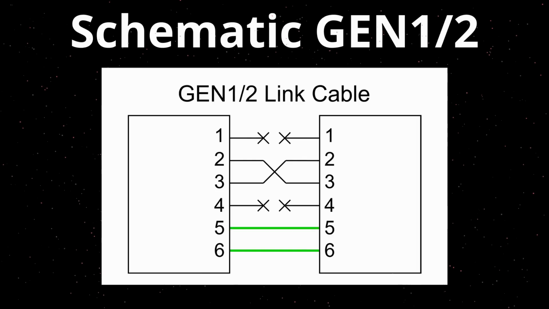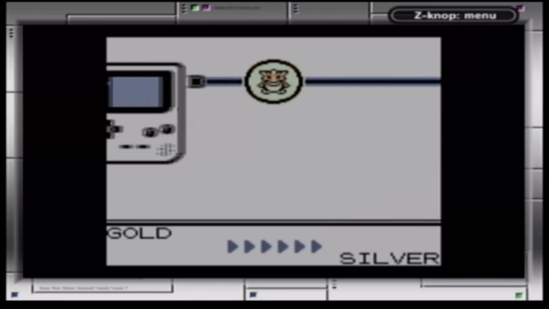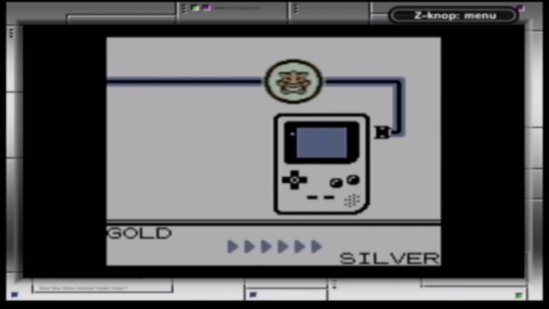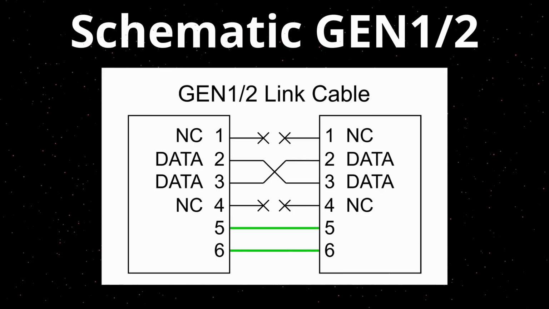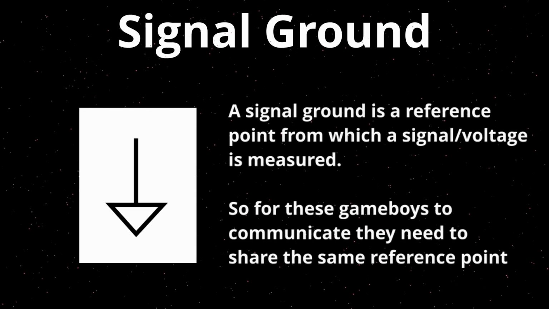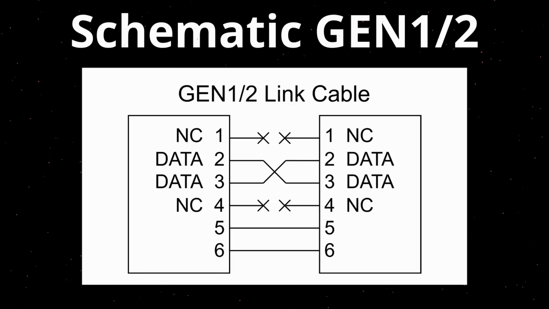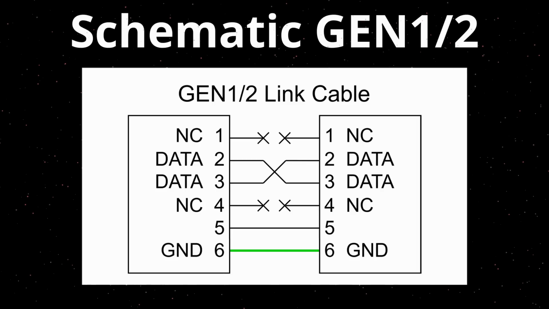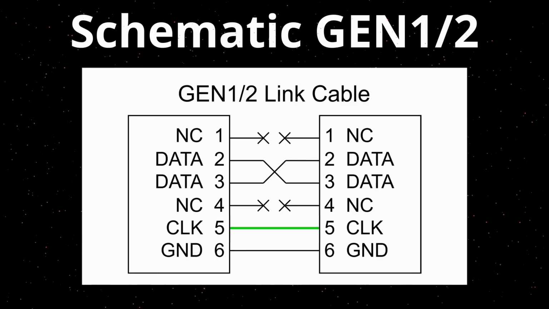Pins 5 and 6 are connected, but pins 2 and 3 are swapped. This is done because these pins are used for transmitting and receiving. Now we have pins 5 and 6 left. We know that one of these pins has to be the ground. The ground is the reference for voltages, and for these Game Boys to communicate they have to share the same ground. The ground is usually placed at the last pin, so pin 6 is likely for this. Now we only have pin 5 left, and this is likely to be the clock signal.